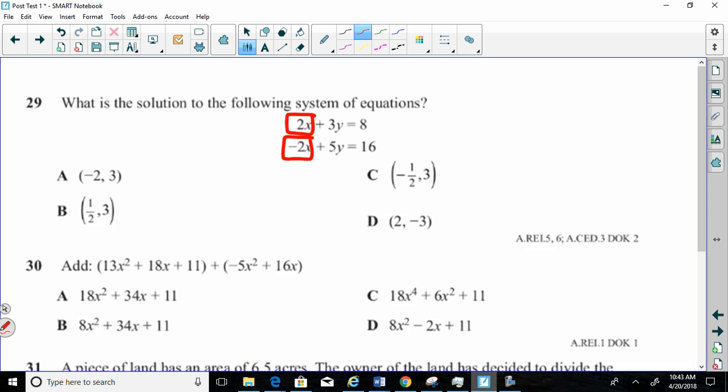Add them, right? Because minus would be minus and negative would be adding. So this would cross out. What is 3 plus 5? And 8 plus 16? 24. Cool. Now what do I do?